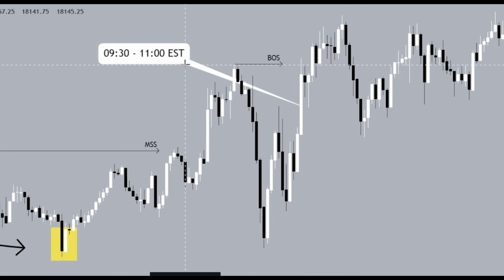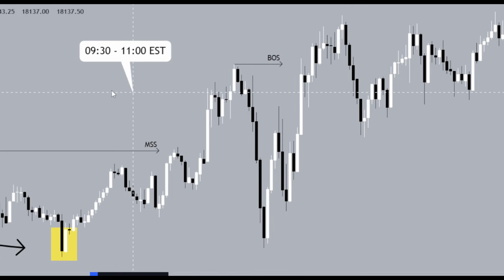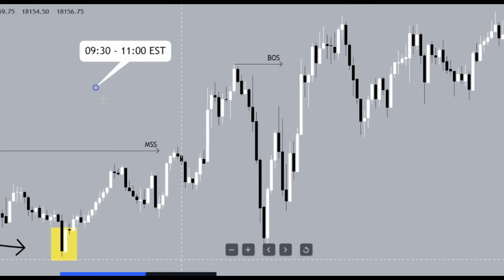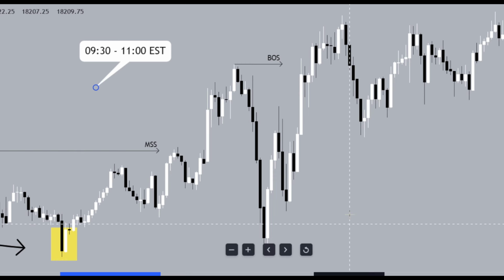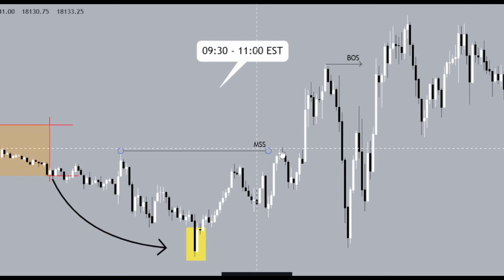Okay, so now with that out of the way, let's keep the time so people really understand. This is the main thing when it comes to this ICT case study. 9:30 to 11 a.m. is your overall timing. So from here, notice how we've had two breaks of structure to the upside: a bullish break over here, a shift of market structure, then a break of market structure.